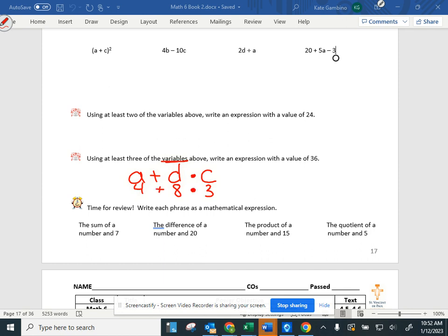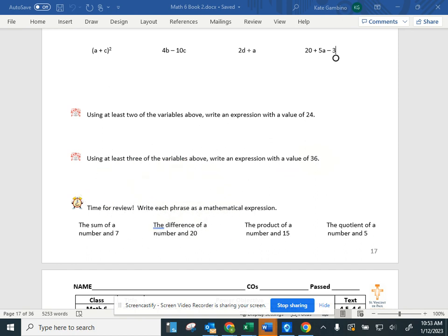So we do order of operations first. We multiply before we add. Did I write out the expression the way you had it in mind? A plus D times C. Yeah. What is 8 times 3? 24. So now I have 4 plus 24. Does that equal 36? I know, it's not as easy as we think it is. That does not work. It did not give me 36, it gave me 28.